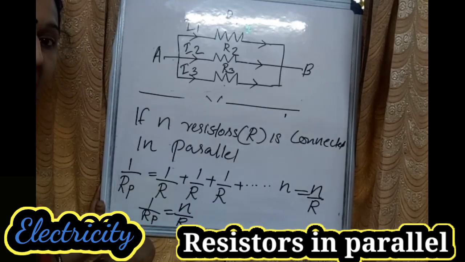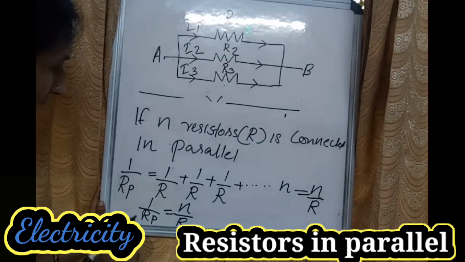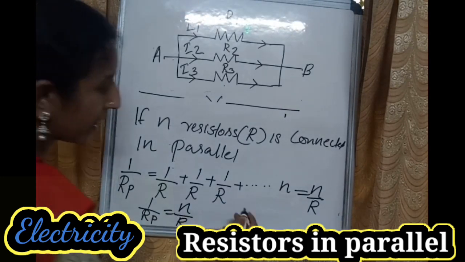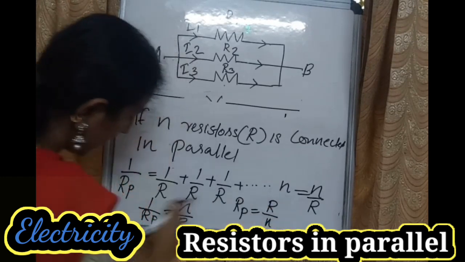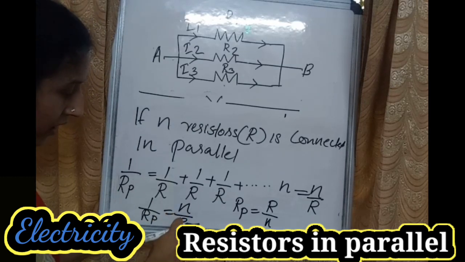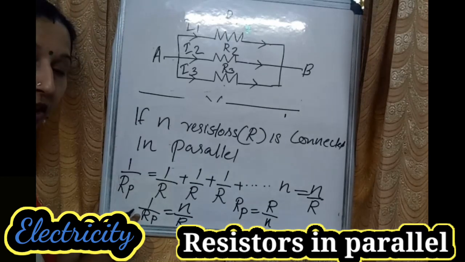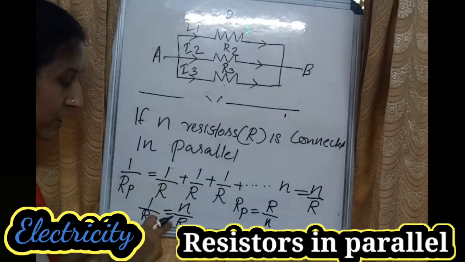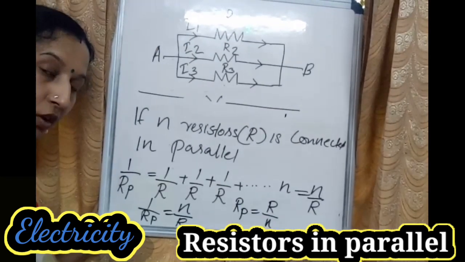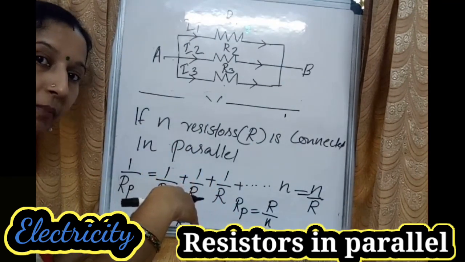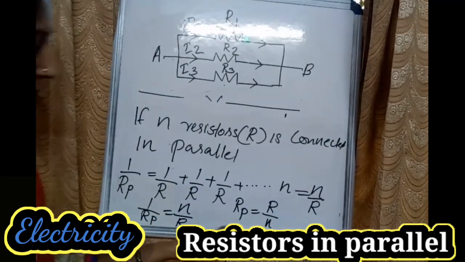So we have to find Rp, not 1 by Rp. So how to find Rp? If 1 by Rp equal to n by R, then Rp equal to R by n. Take the reciprocal: the reciprocal of 1 by Rp is Rp, and the reciprocal of n by R is R by n. So Rp equal to R by n.